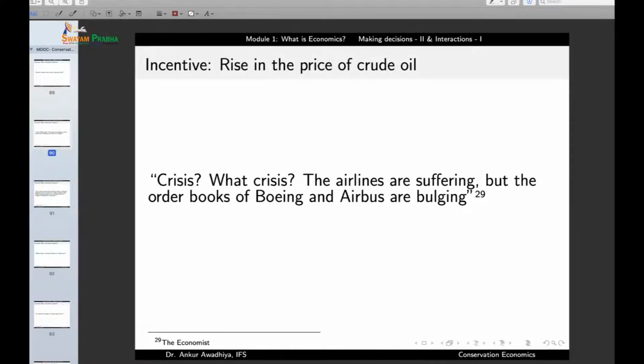And so, the order books of Boeing and Airbus are bulging because everybody now wants to have these aeroplanes that are more fuel efficient. So, this is another act that has been induced by the increase in the price of crude oil, that it is now inducing the industries that make the aircraft, such as Boeing and Airbus, to come up with newer alternatives of aeroplanes or aircrafts that are more fuel efficient.